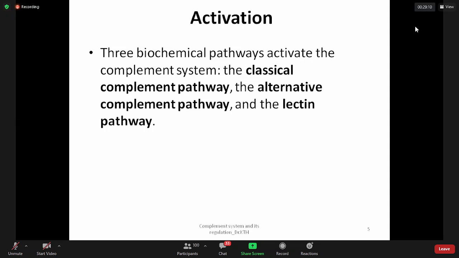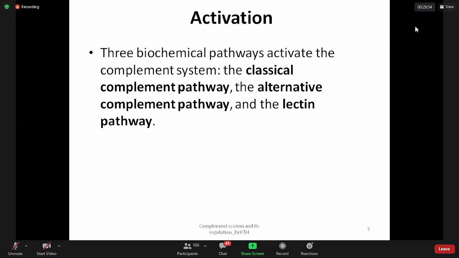But by and large, the classical complement pathway requires presence of an already existing antibody, which means that you should have been exposed to an agent and produced either IgM or IgG before the classical complement pathway can be activated. Whereas the alternative pathway and the lectin pathway are purely innate. The presence of an antigen is able to activate the alternative and the lectin pathway. So that's a very, very specific difference between the activation of these two.